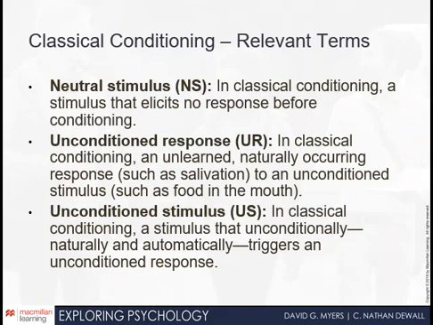First, we have the neutral stimulus, NS. In classical conditioning, a stimulus that elicits no response before conditioning. The unconditioned response, or the UR, in classical conditioning is an unlearned, naturally occurring response, such as salivation, to an unconditioned stimulus, such as food in the mouth. The unconditioned stimulus. In classical conditioning, a stimulus that unconditionally, naturally, and automatically triggers an unconditioned response.